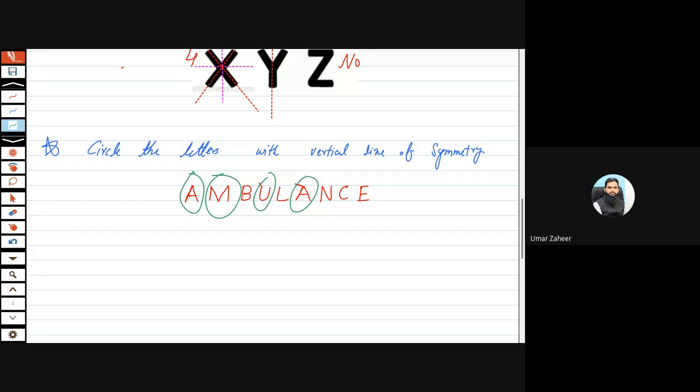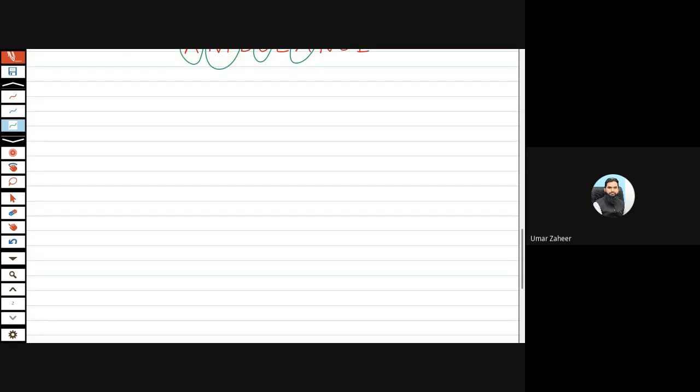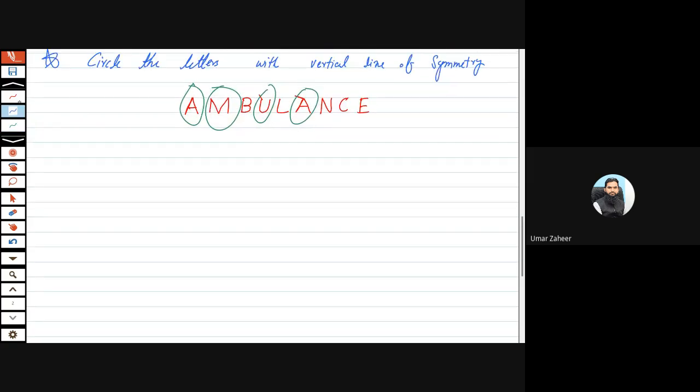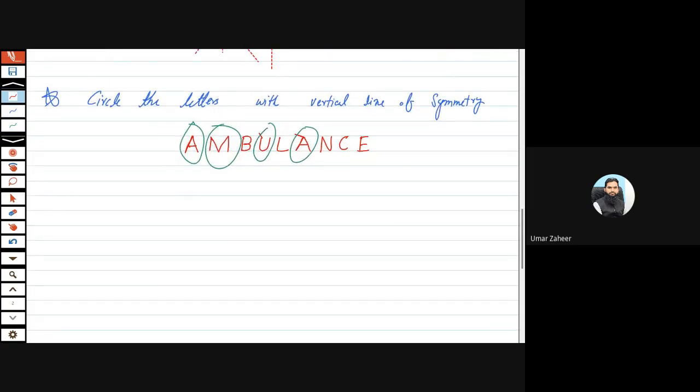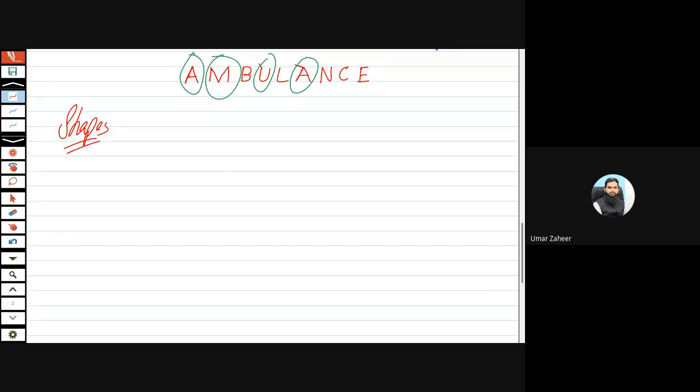Clear? Okay, after that, let's see how we discuss some basic shapes in which we have a line of symmetry. Let's see how we talk about different shapes. Obviously, the first one is going to be a very basic one, that is square, rectangle, and like this. So let's see how to talk about a square.